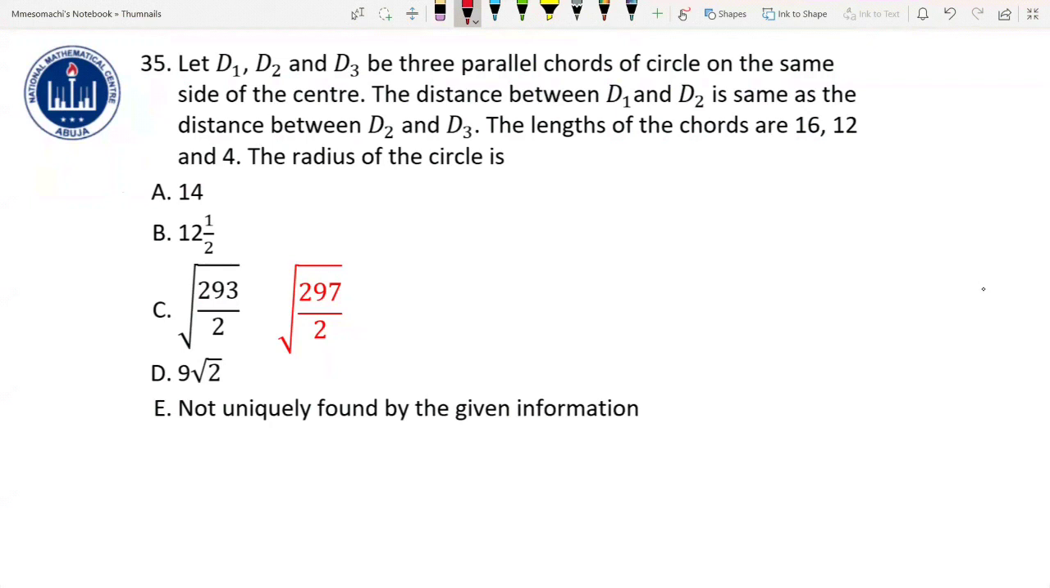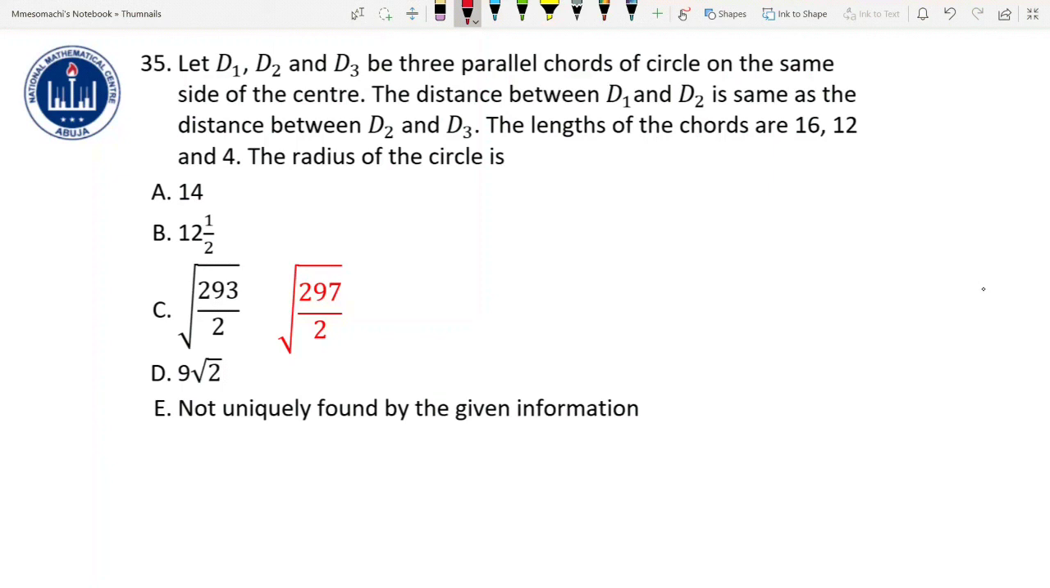Let D1, D2, and D3 be three parallel chords of a circle on the same side of the center. The distance between D1 and D2 is the same as the distance between D2 and D3. The lengths of the chords are 16, 12, and 4. So now we want to find the radius of the circle.